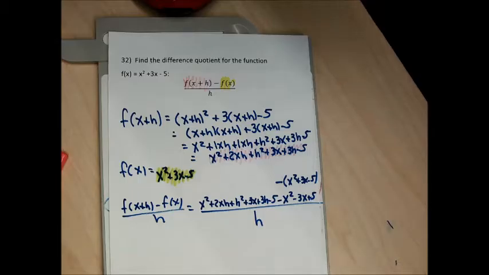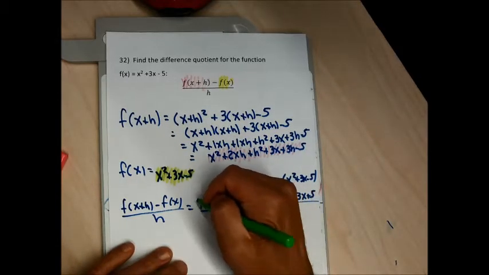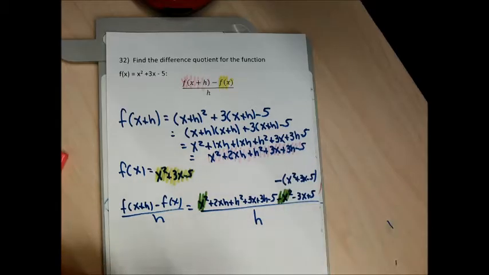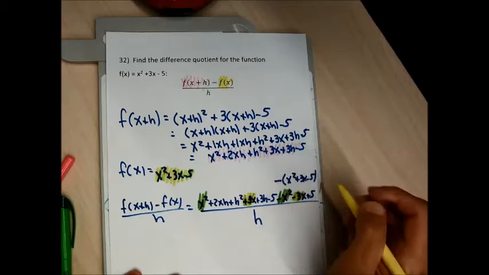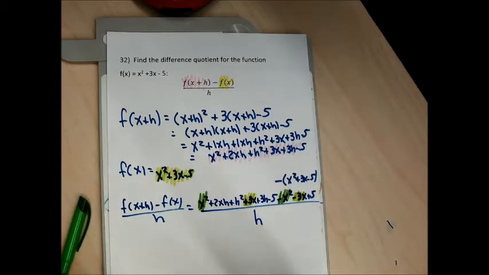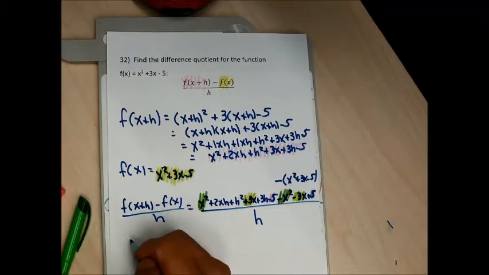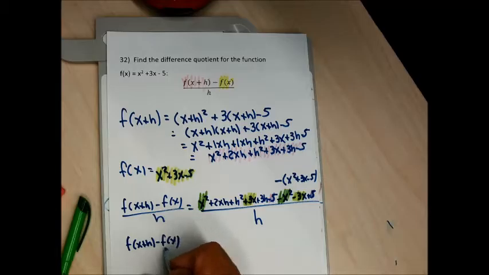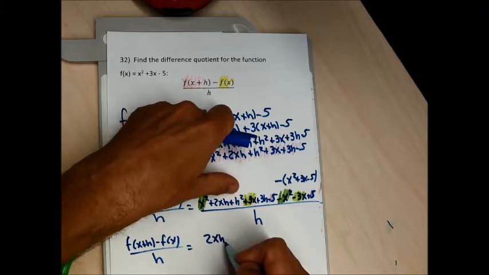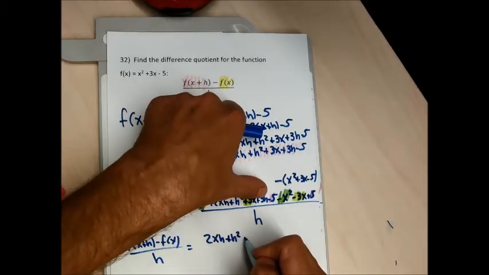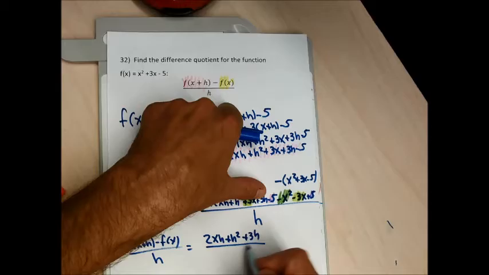Now a lot of things are going to cancel, which is a great thing. This x squared and this minus x squared cancel. This 3x and that minus 3x cancel. And this minus 5 and that positive 5 cancel. What I have left that doesn't cancel, I'm going to write down. So I'm going to get f of x plus h minus f of x over h equals 2xh plus h squared plus 3h over h.